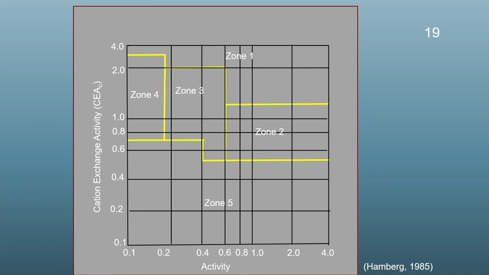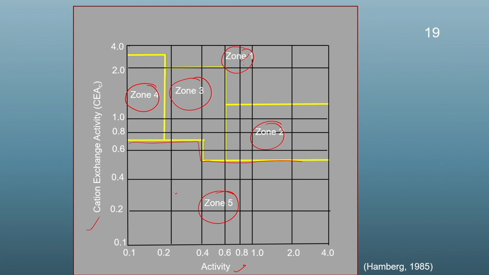Here we can see zone 4, zone 3, zone 1, zone 2 and zone 5. This is based on their cation exchange activity and activity. The soils were collected, then their cation exchange activity and activity were determined, then the soils' different mineralogical compositions were determined, and based on this cation exchange activity and activity, the soil has been zoned into 5 different zones.